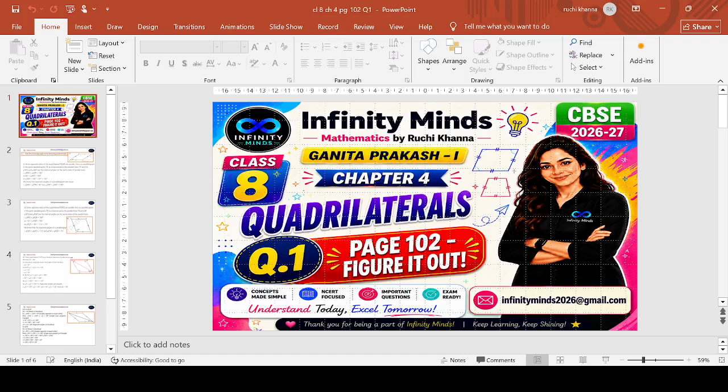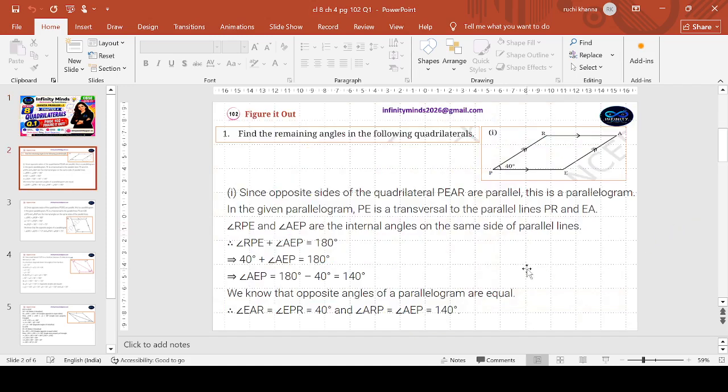Today we shall be doing chapter number 4 of Ganita Prakash-I from class 8, Quadrilaterals, page number 102. Figure it out. Question number 1. Find the remaining angles in the following quadrilaterals. So there are 4 parts to the question.